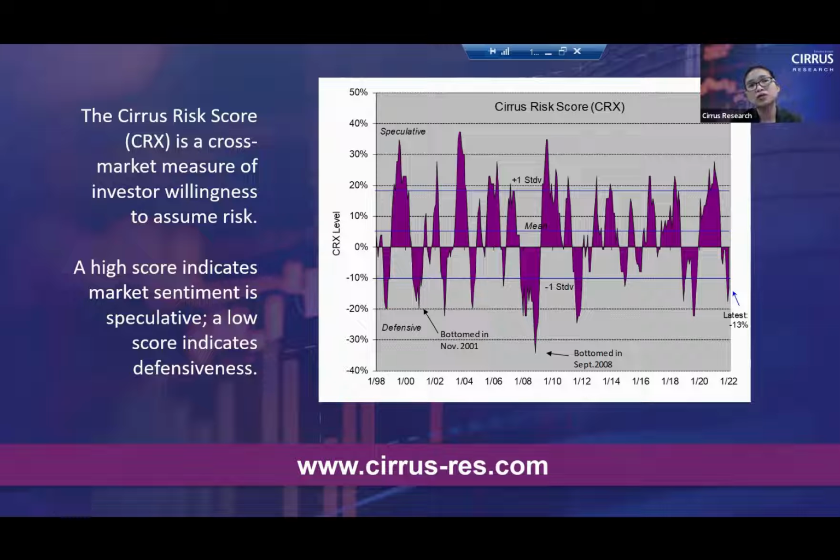We also find this a useful contra-indicator. We'll go over this concept a little bit when we go over the implications of the indicator itself. So currently right now, we're at the lower end, which is in the defensive zone. The reading is negative 13. So it's fairly defensive, but not as defensive as in 2008 during the financial crisis.